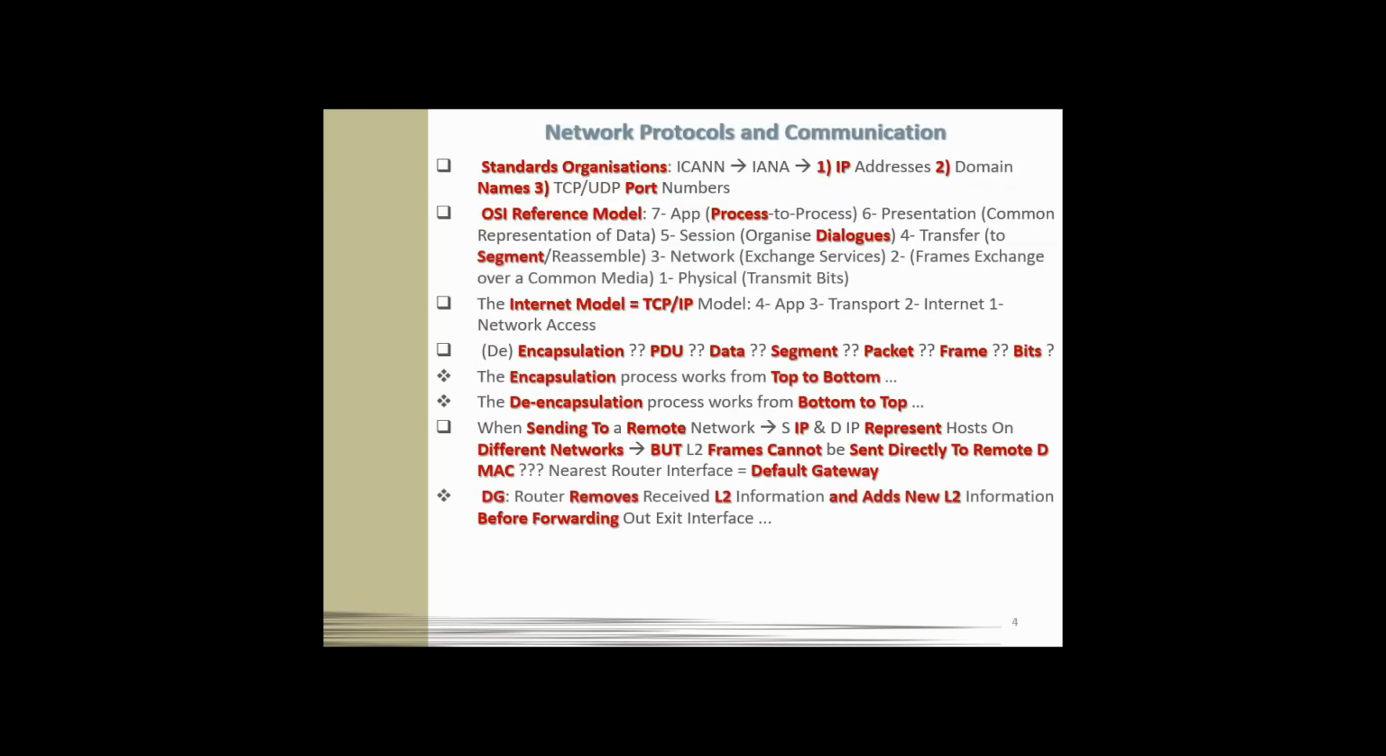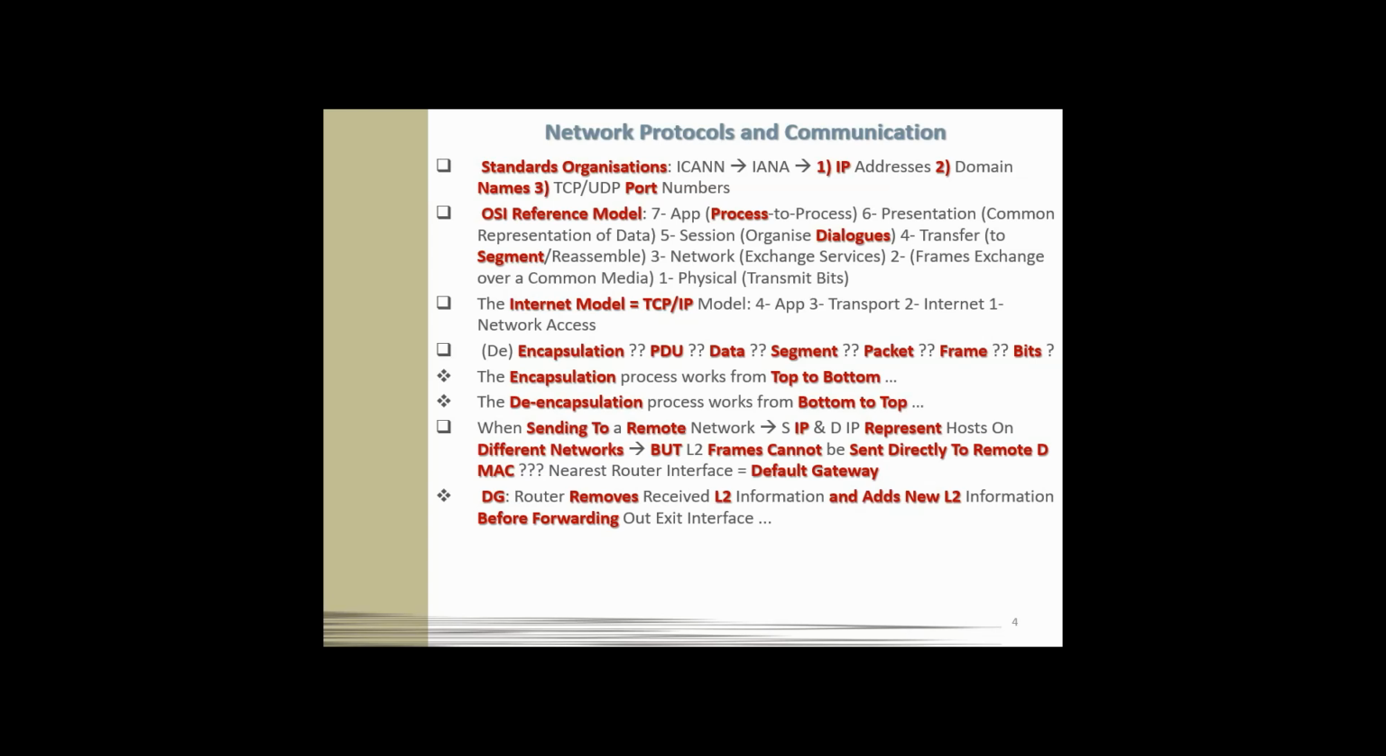Next up, we want to talk about network protocols and communication. Let's first start talking about standards organizations. Two important ones to remember, ICANN and IANA. So Internet Corporation for Assigned Names and Numbers, ICANN, and IANA stands for Internet Assigned Numbers Authority.